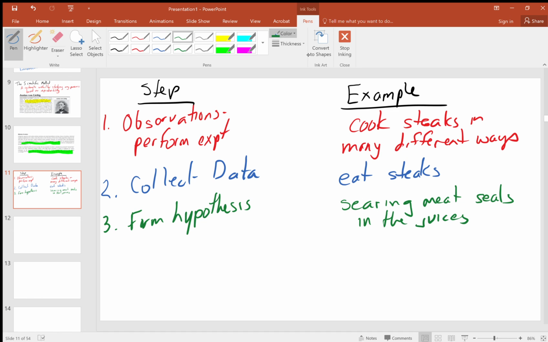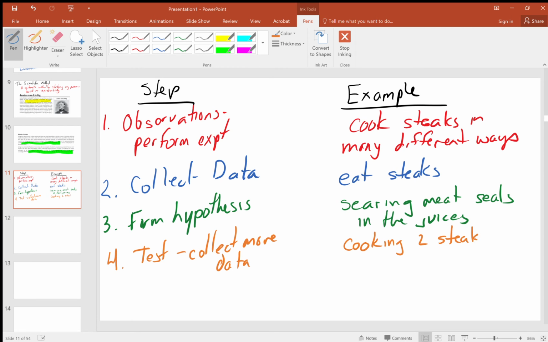All right, so now we've got a hypothesis. And we're going to continue to test the hypothesis. We do this by doing more experiments, collecting more data. So maybe we do this by cooking 2 steaks, and we'll do them to the same temperature. One seared, one not, and we'll measure the mass.